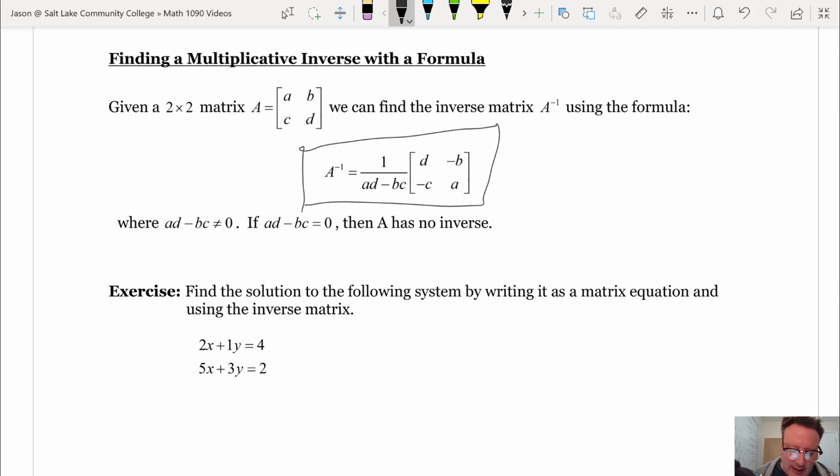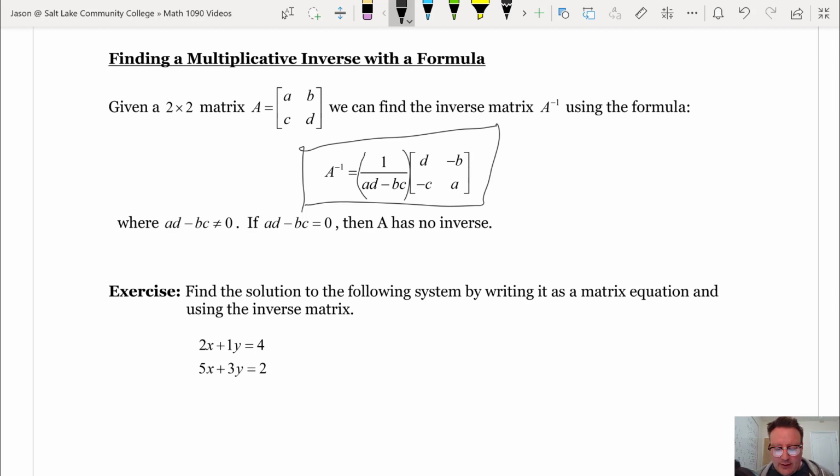Now that's just a scalar number, okay? It's kind of a complicated expression, but it's just a number. And then we take that scalar and we scale the matrix containing row-wise D, negative B, negative C, A.